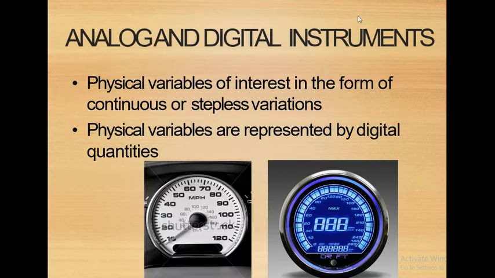And then the next type is analog and digital instruments. I think it is very clear to you. By watching only, you can tell which type is an analog instrument and which type is a digital instrument. The physical variables of interest are in the form of a continuous or stepless variation.